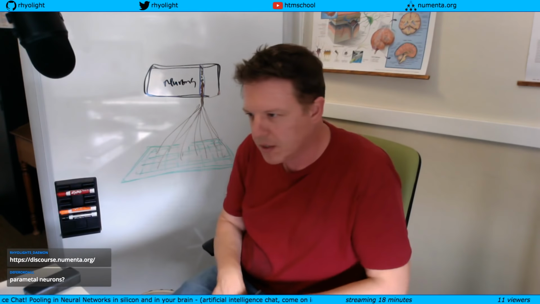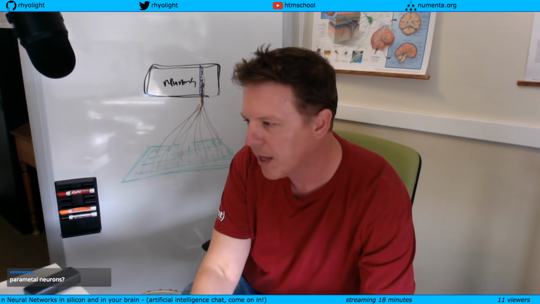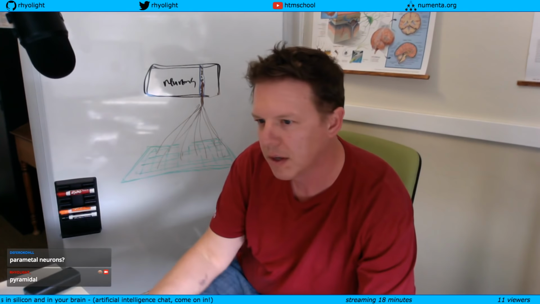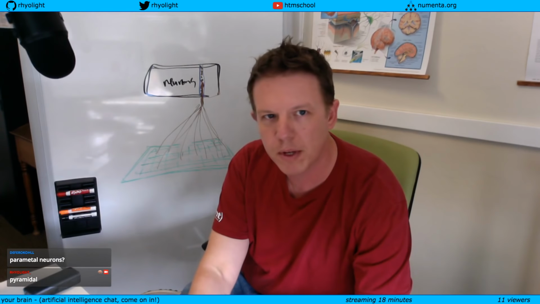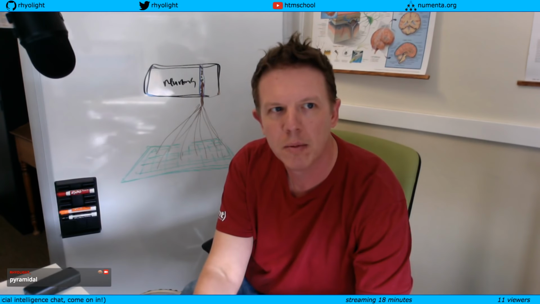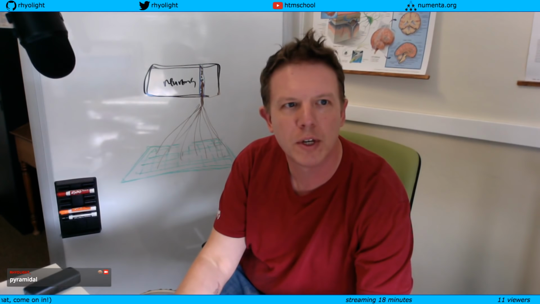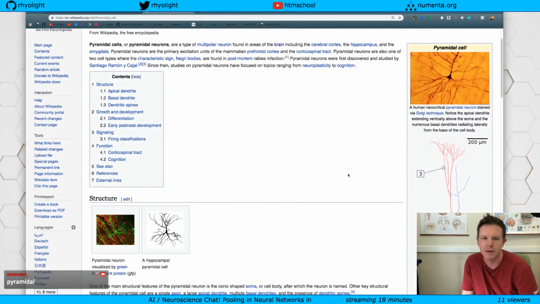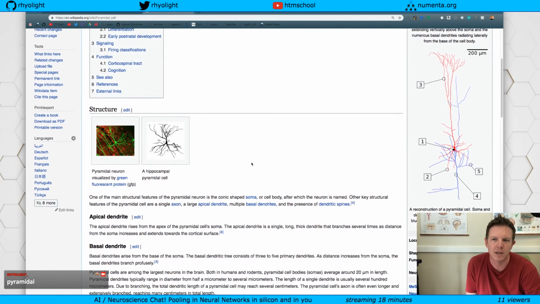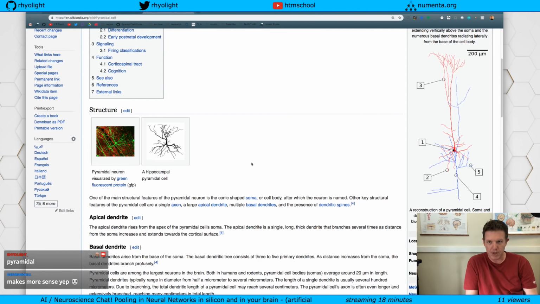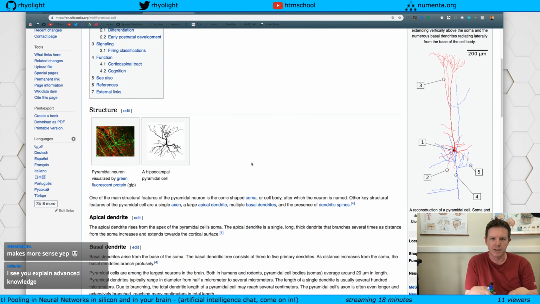Pyramidal, let me spell that out for you. It is like a pyramid, pyramidal like this. Pyramidal cells, pyramidal neurons, are typically what we think does most of the hardcore computation of the brain. Here's sort of what one looks like. There are inhibitory neurons and there are pyramidal neurons, and pyramidal neurons, I believe, are never inhibitory. They're always excitatory neurons.